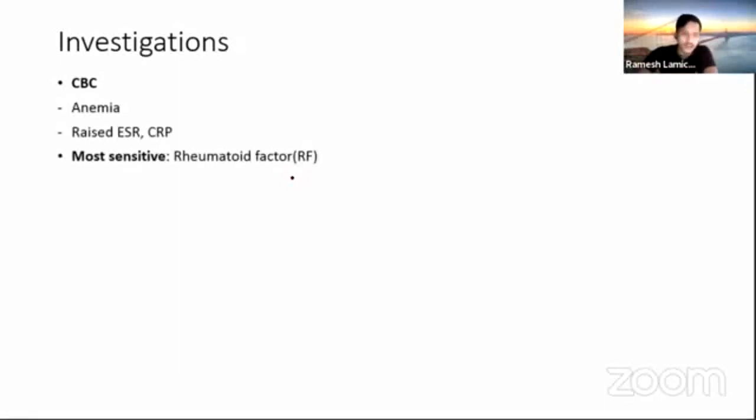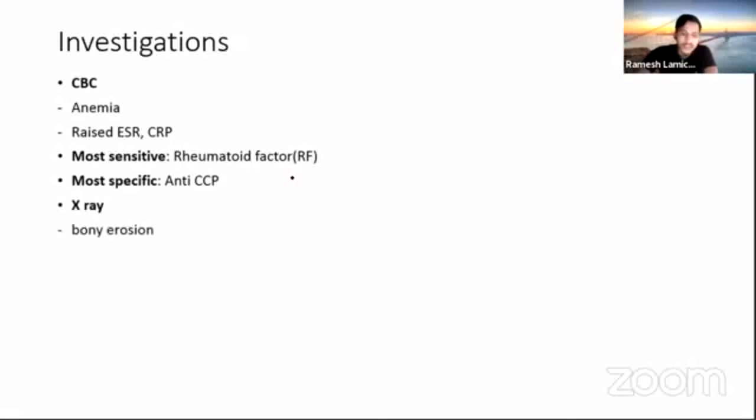এখন আসো ইনভেস্টিগেশন কি কি করব? ইনভেস্টিগেশন তো সিবিসি, উই রুটিন ইনভেস্টিগেশন, সিবিসি তে অ্যানিমিয়া পাবো, রাইট, রেজিয়াস পাবো, এগুলো ঠিক আছে. What is the most sensitive test? Most sensitive, rheumatoid factor. And they can ask you what is the most specific test? That is the anti-citrullinated peptide antibody.